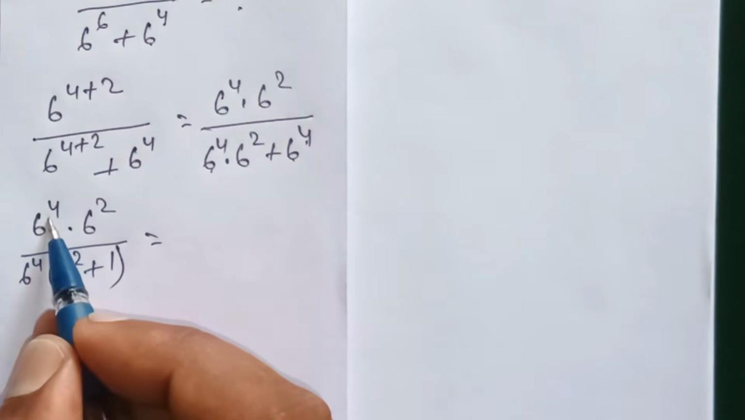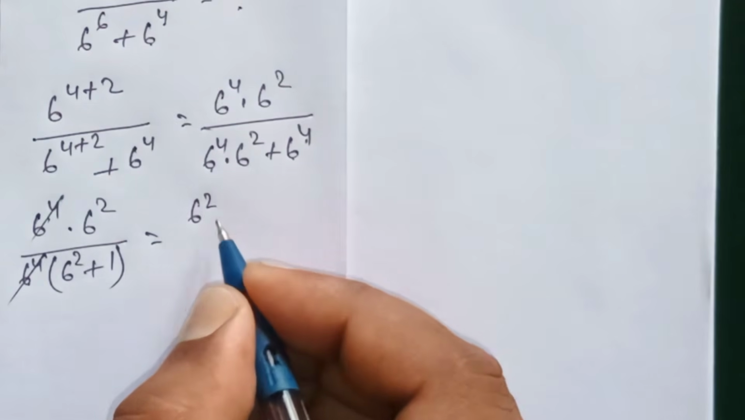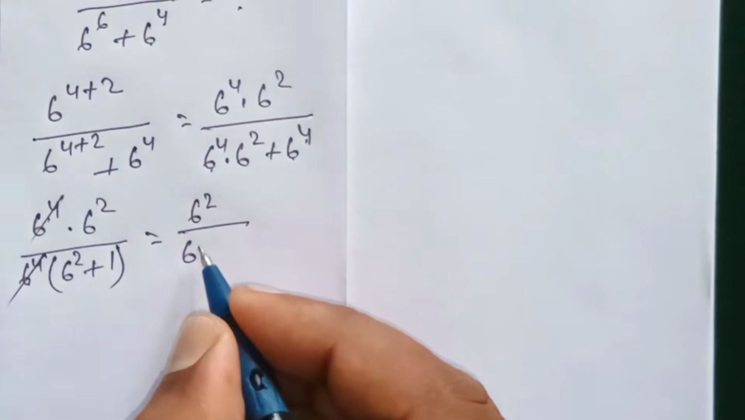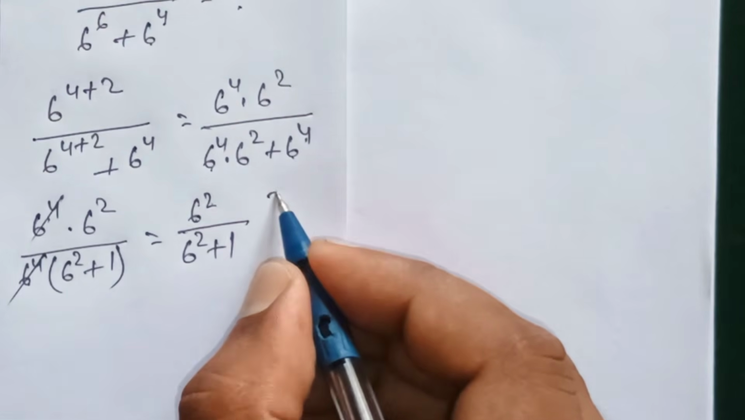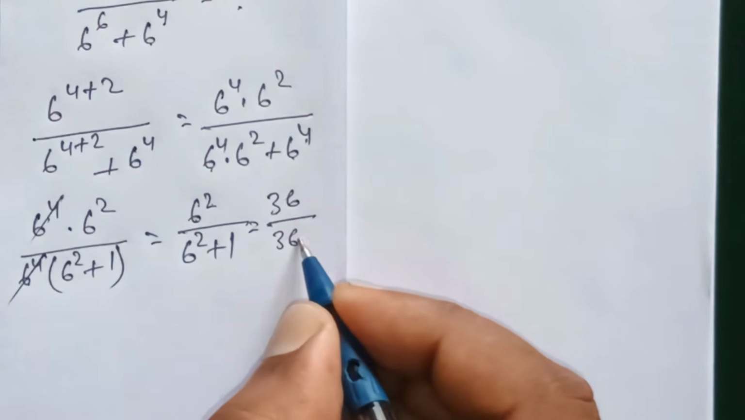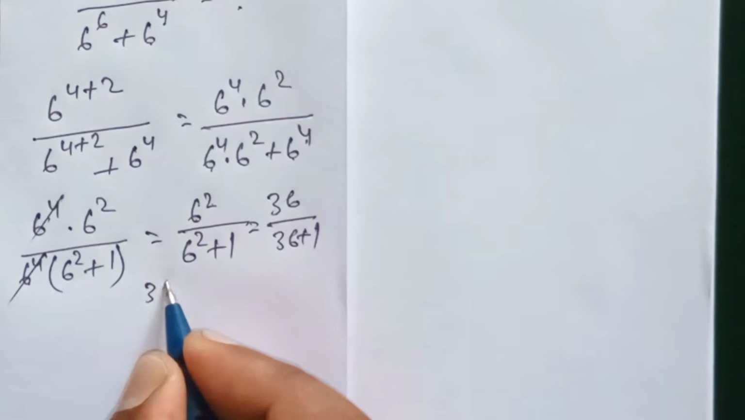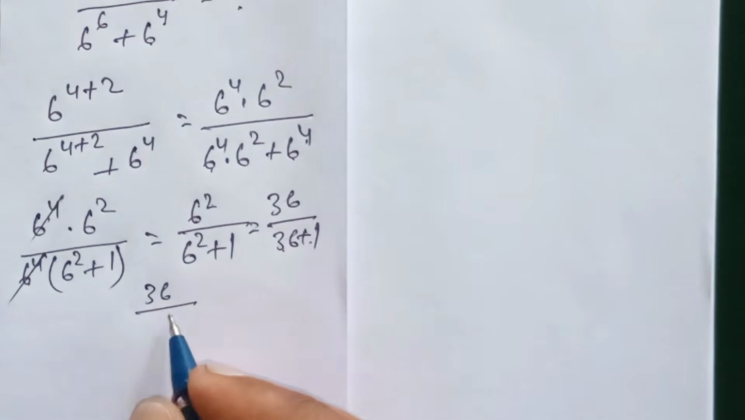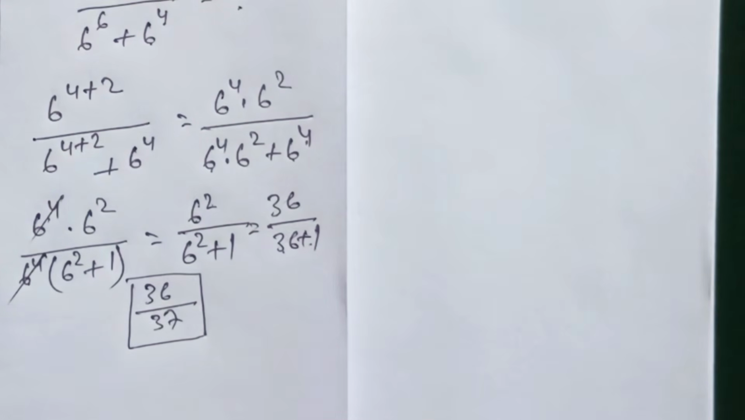So here 6 power 4, 6 power 4 cancel. 6 power 2 divided by 6 power 2 plus 1. 6 power 2, that is 36, divided by 36 plus 1. So here the final value is 36 divided by 36 plus 1, 37. This is the final value of this radical math problem.